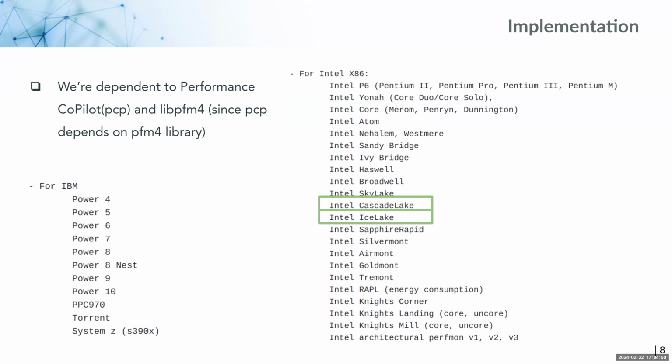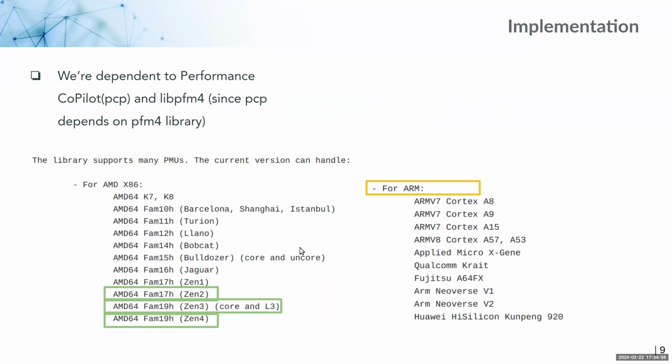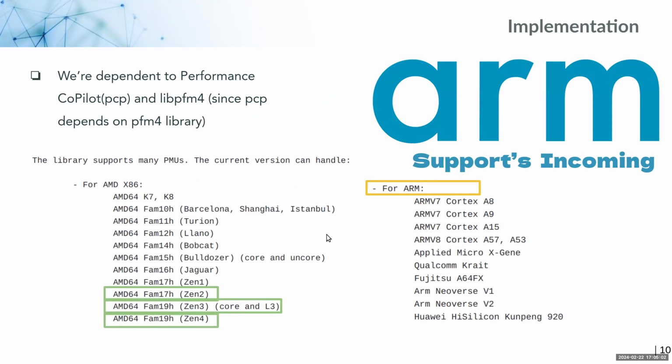So we implemented this for Intel Cascade Lake and Intel Ice Lake on the Intel side. On the AMD side, we implemented it for Zen 2, Zen 3, and Zen 4. And for ARM, we are starting to support ARM CPUs as well.